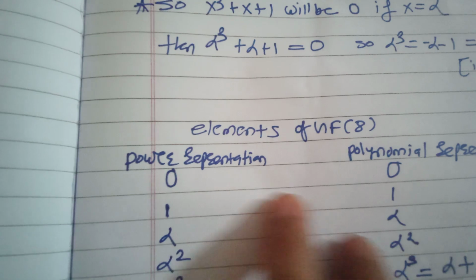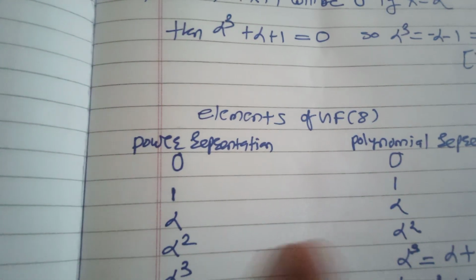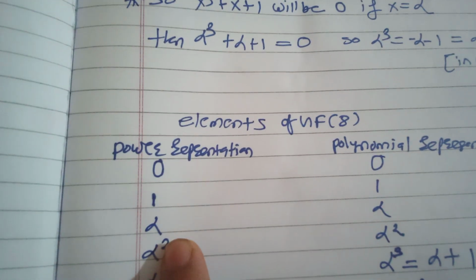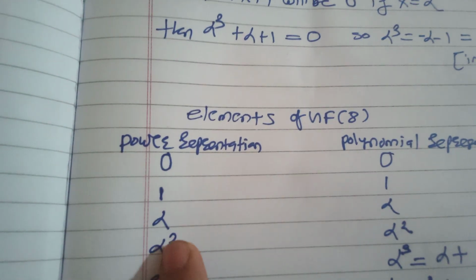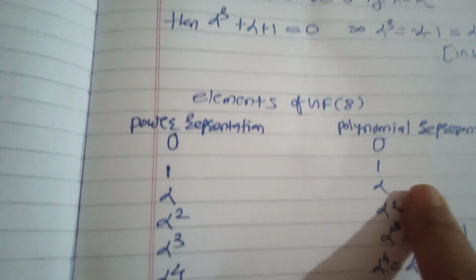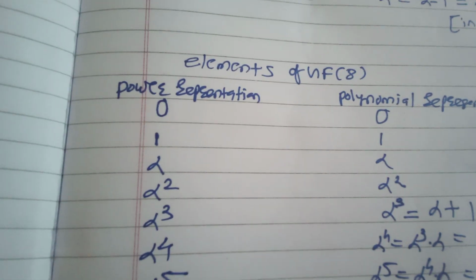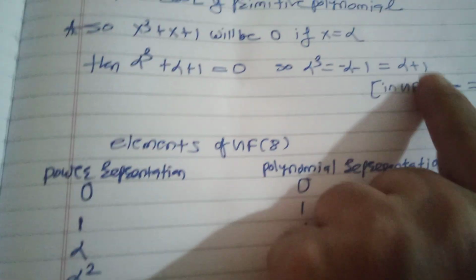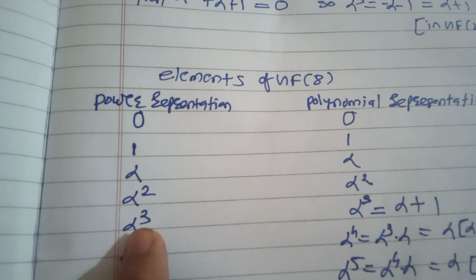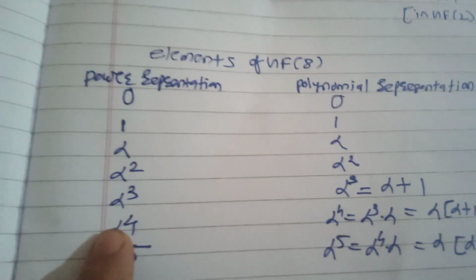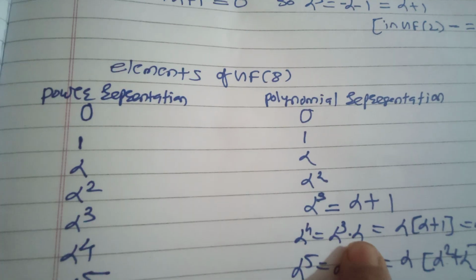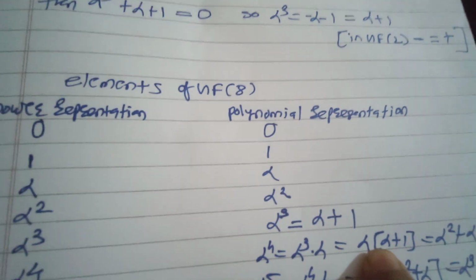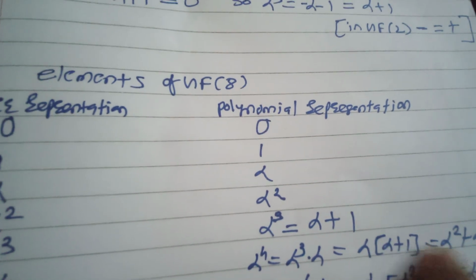So 0 you write as 0, then 1 as 1, alpha as alpha, alpha^2 as alpha^2. This is the power representation of all the elements, which are the powers of the primitive element, and this is the polynomial representation of the elements. When you come across alpha^3, alpha^3 is alpha + 1, that we have seen here. Till alpha^3 you have to write as it is. Then alpha^4 is alpha^3 into alpha, that is alpha times (alpha + 1), which equals alpha^2 + alpha.